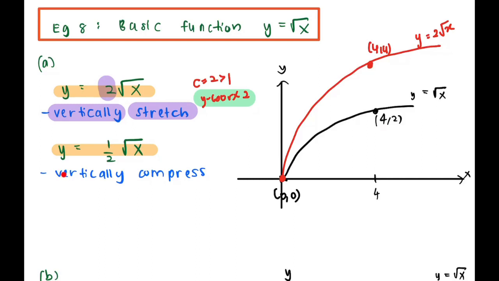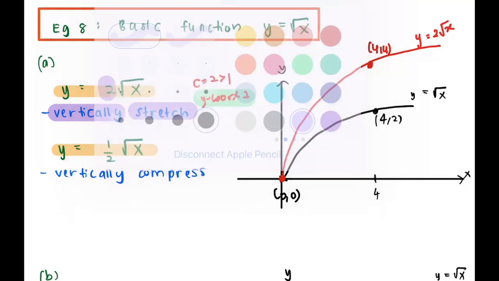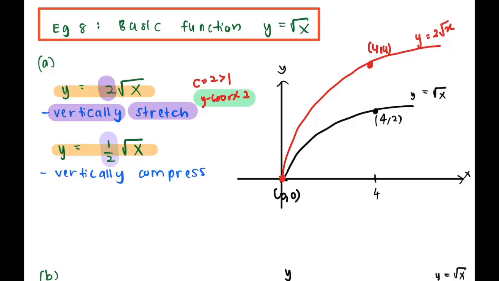Now let's see another one here, y equal to half multiplied by your square root of x. You can see that this half here is multiplied outside of the function, meaning that a vertical stretch or compression will happen. It will depend on our C. Now the C value is half, meaning that this is between 0 and 1. So what will happen is we will compress it vertically. So what we will do is take our y coordinate and multiply by half.